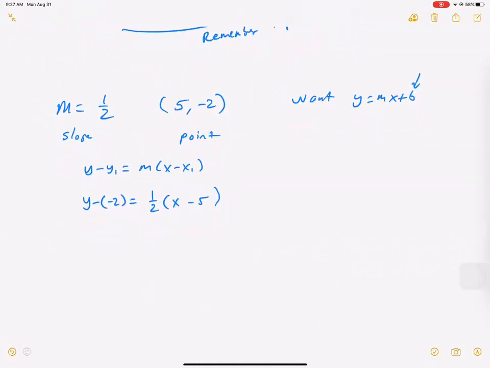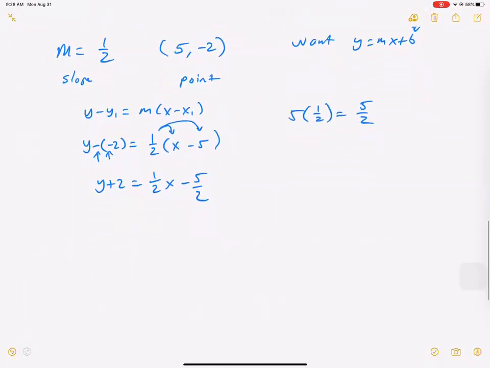Now this answer is going to be a fraction, which is fine, but it'll help us practice our fractions. So right here, a negative and negative become a positive. y plus 2 is equal to, we're going to distribute this parentheses. 1/2 of x is just 1/2 x, and on the side, 1/2 times 5 is 5/2. No reducing. So this is minus 5/2.